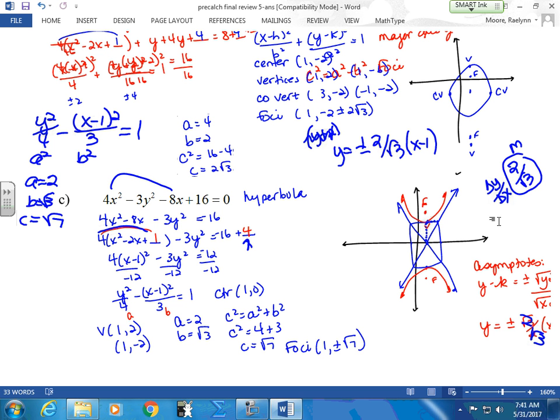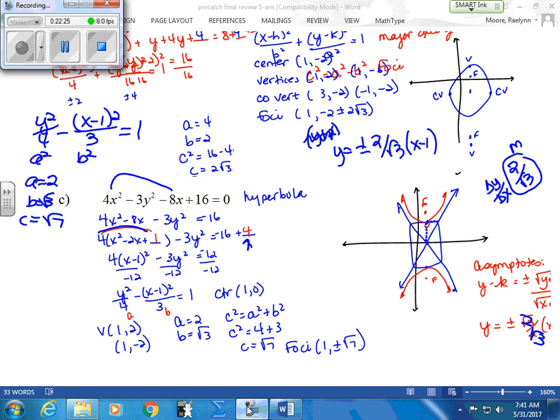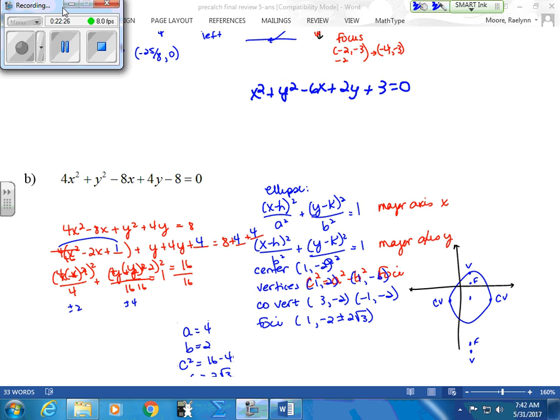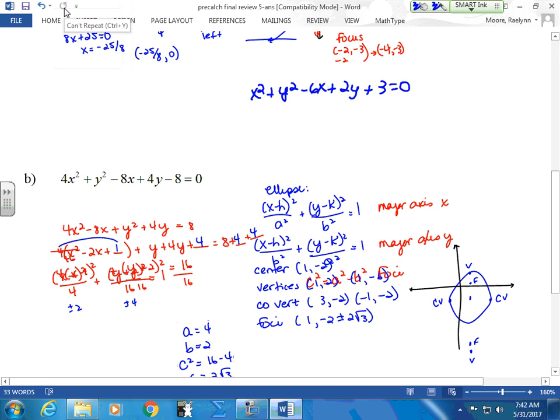Good? Okay, so path 1 and 2, a circle. How do you know it's a circle? There's two squares and they're both the same thing. Good, there's two squares, there's a plus in between them, and they both have the same coefficient. So no matter what I divide by, they're going to come out to be a circle. So just group your x's, group your y's, complete your square.